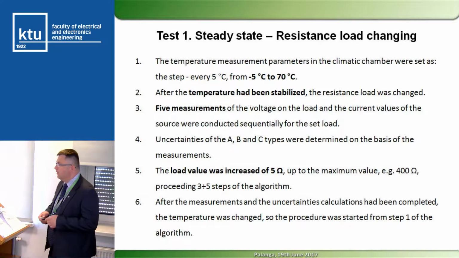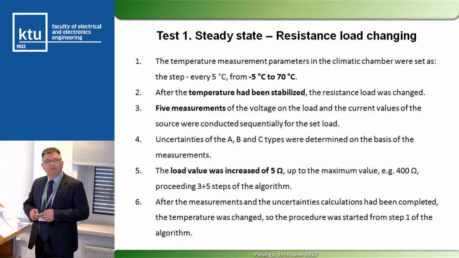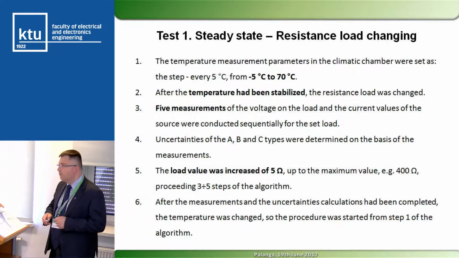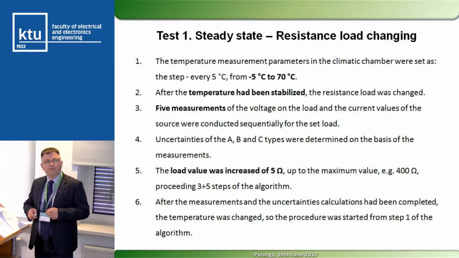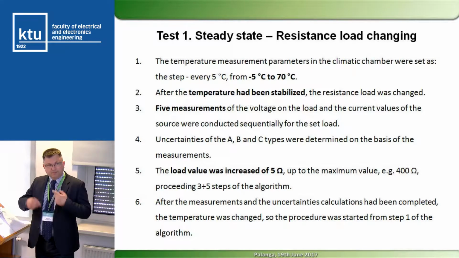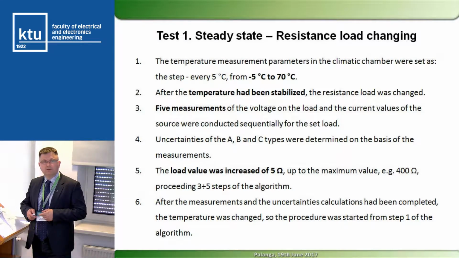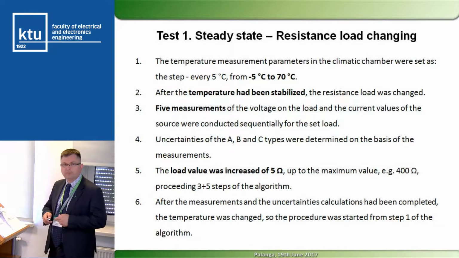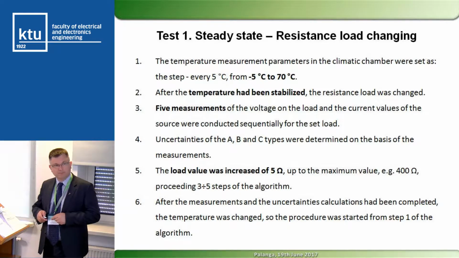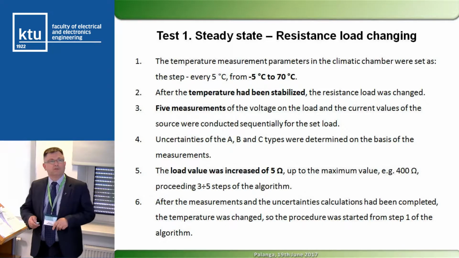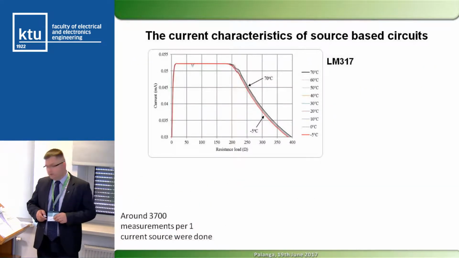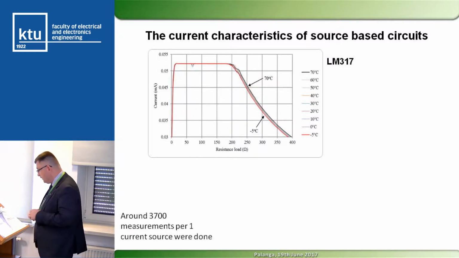After that, we have a possibility to calculate uncertainties of type A and B, and of course combined uncertainties for measurement at that point. After that, we increased the value of the resistance load by 5 ohms up to 400 ohms, and so on and so on. What we can see is that there is not a big influence of the temperature on the stabilized current for current sources.